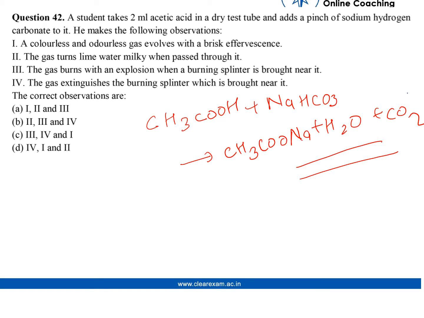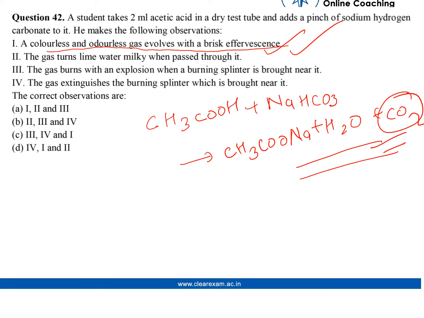Which observation is correct according to this question? Option 1: a colorless and odorless gas will evolve with a brisk effervescence. This CO2 gas is colorless and also odorless, and it also gives a brisk effervescence. So option 1 is correct.